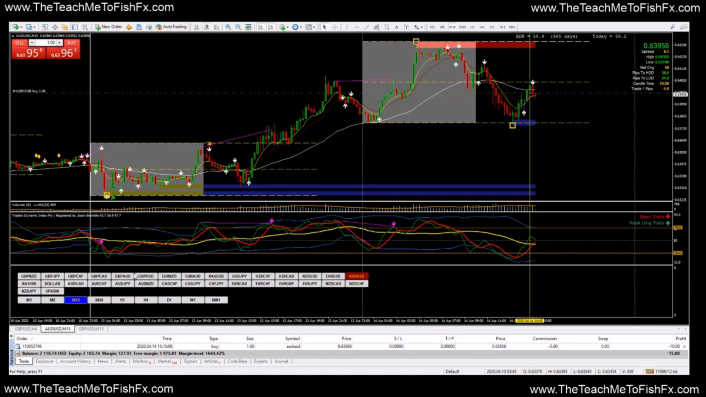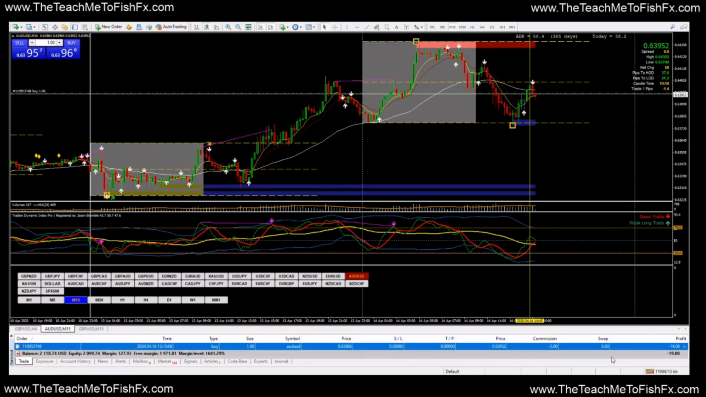Alright guys, let's let it run. Let me see. I am going to take profit. Let's see, what is this? This is 11 pips. So what I'm going to do is a trailing stop for 11 pips. Okay, 11 pip trailing stop.